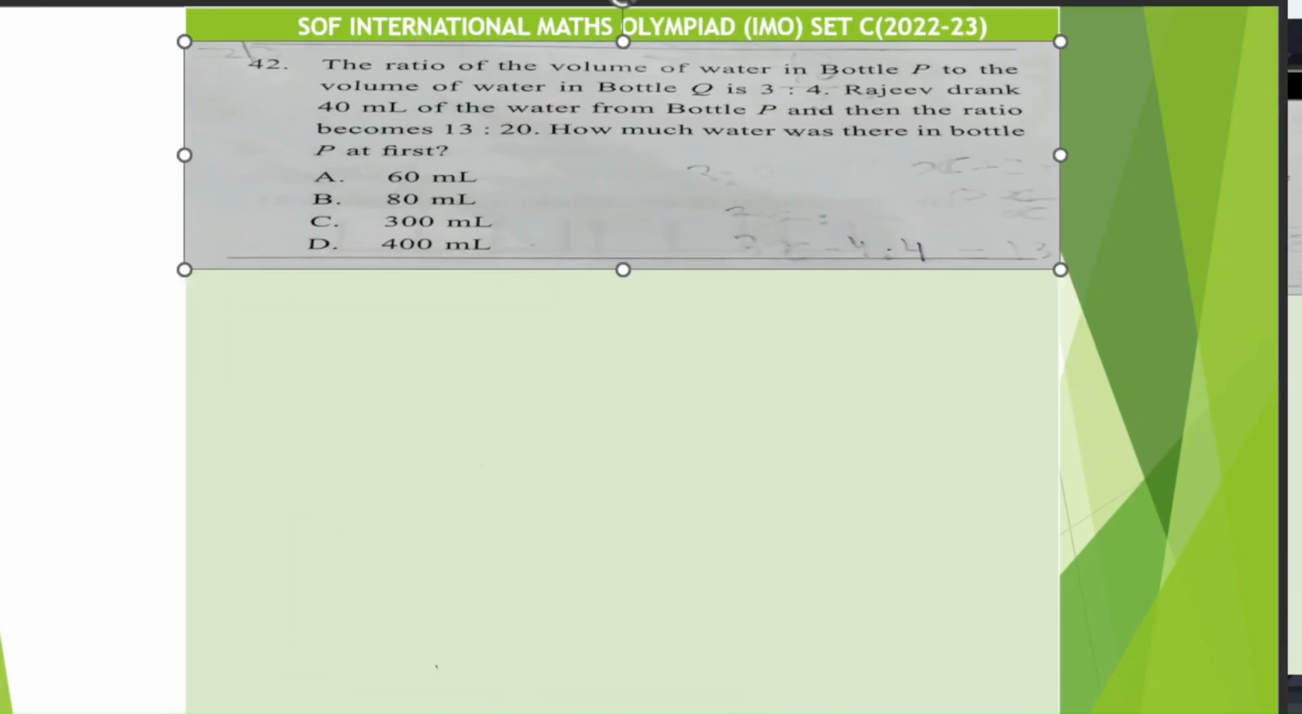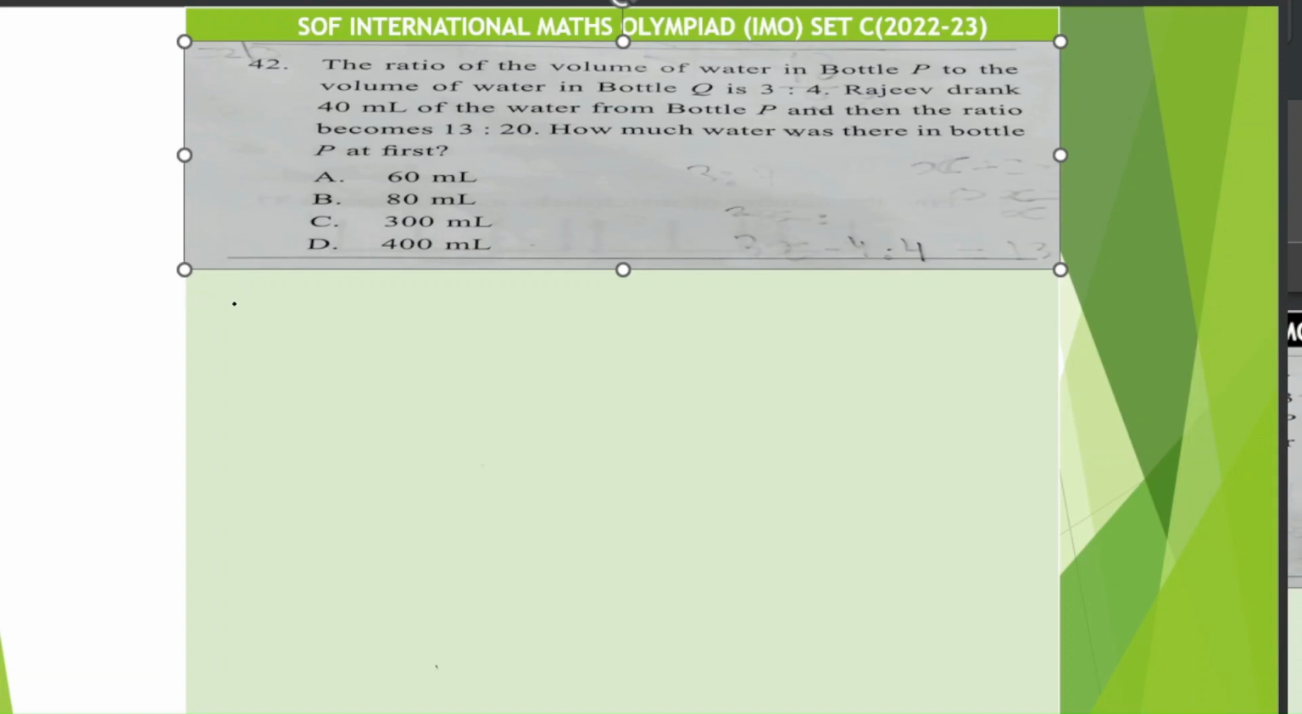Let's start with question number 41. Question number 41 says, the ratio of the volume of water in bottle P to the volume of water in bottle Q is 3:4. Rajiv drank 40 ml of the water from bottle P and then the ratio becomes 13:20. How much water was there in bottle P at first?